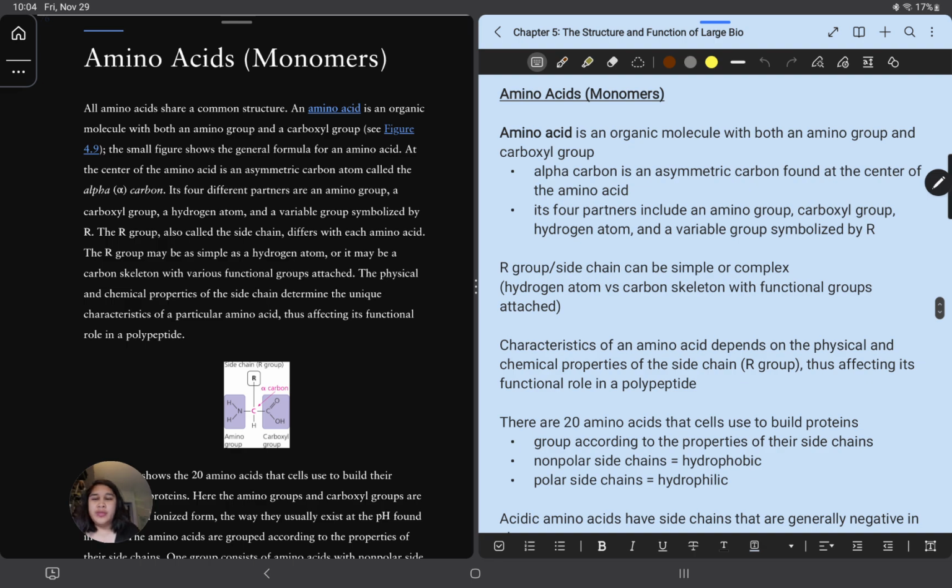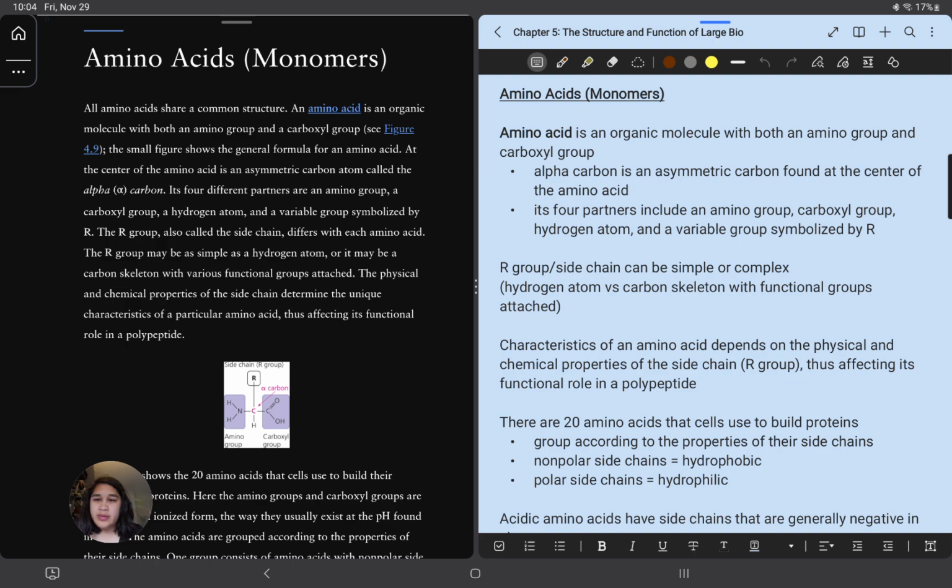Okay, so amino acids, monomers. All amino acids share a common structure. An amino acid is an organic molecule with both an amino group and a carboxyl group. The small figure shows the general formula for an amino acid.